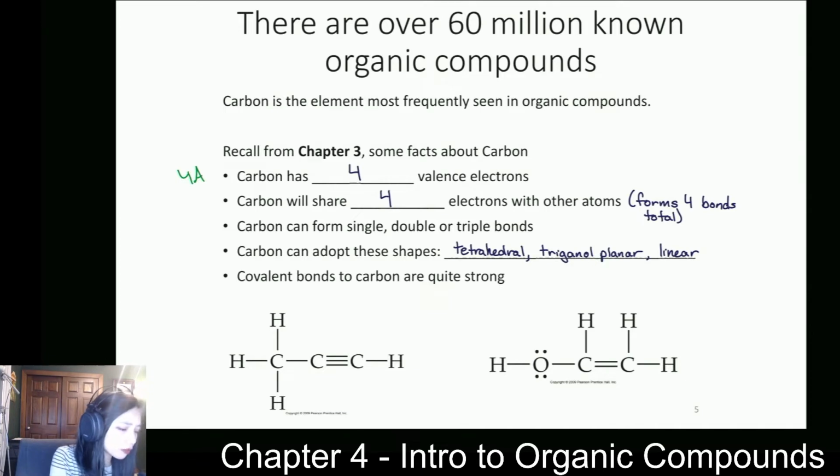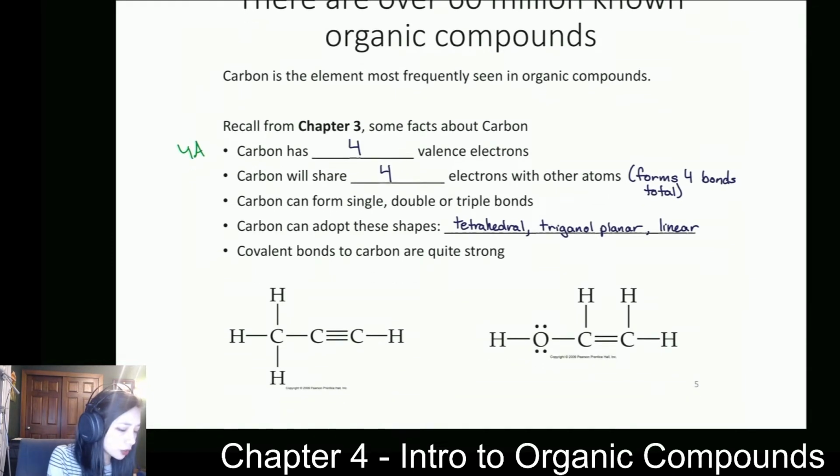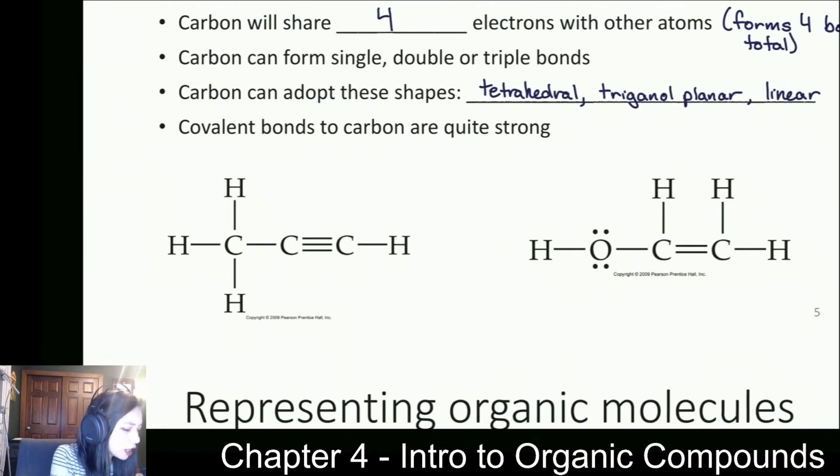Carbon, we've seen, can form either single, double, or triple bonds to other atoms, and we see carbon in different shapes, from last chapter when we predicted shape: tetrahedral, trigonal planar, or linear. And these covalent bonds, the sharing of electrons with carbon in particular, are quite strong. In these pictures, I think we've seen these before, we see all of the different connectivities of carbon. You should be able to identify each carbon center with a specific geometry.